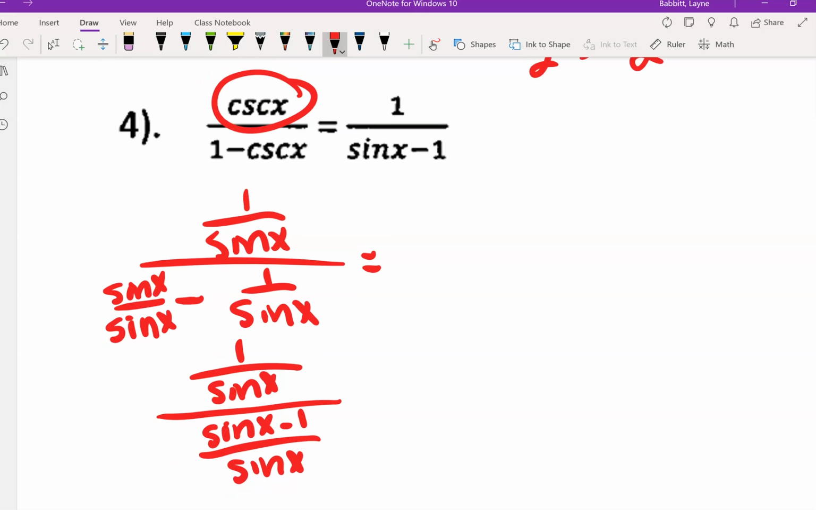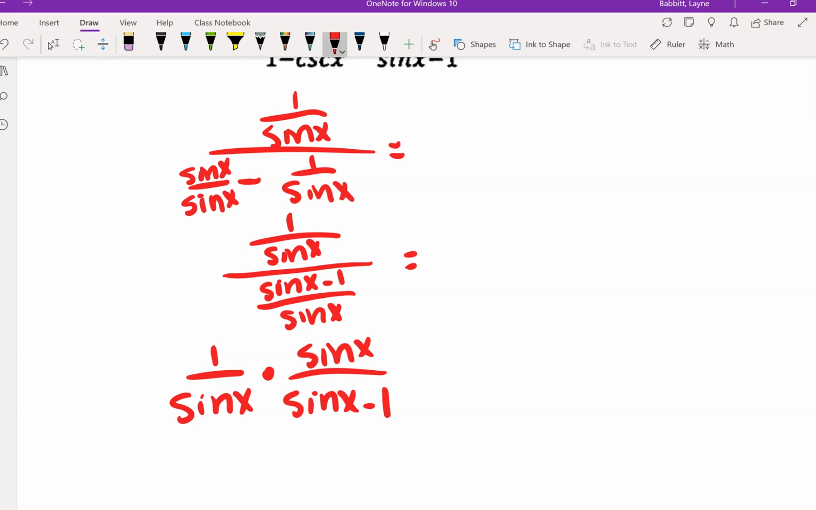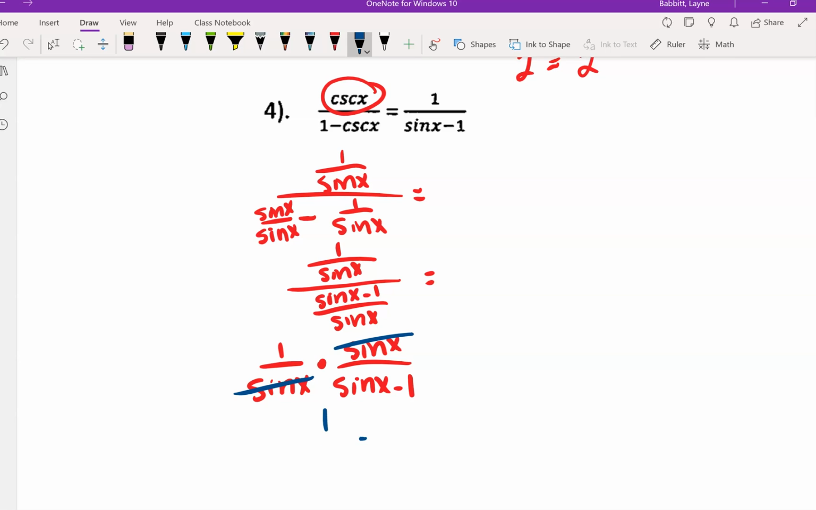And then to simplify this, I flip the second fraction and multiply. So it's going to be 1 over sine x times sine x over sine x minus 1. What's going to happen here is my sines will cancel, and I will be left with 1 over sine x minus 1, which is exactly what we wanted it to be.